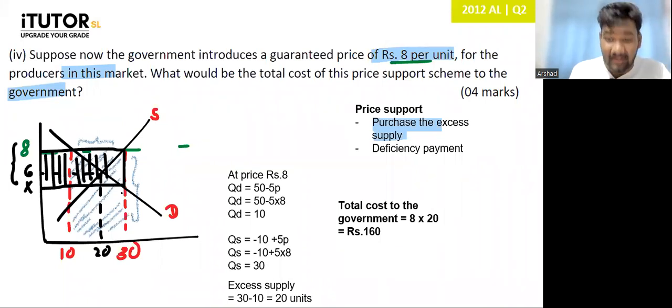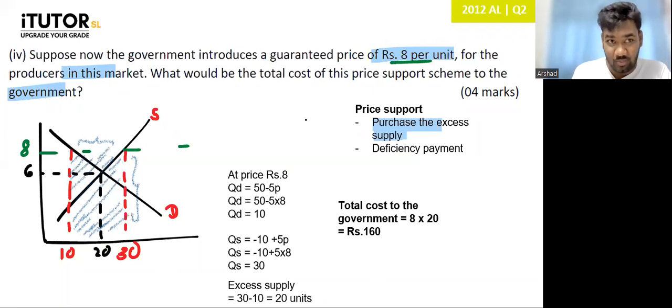So for homework, take some time and think. Instead of asking price support and purchasing the excess supply, what if they ask you for a deficiency payment? That is homework. There is another deficiency payment calculation somewhere down the papers. I'll then teach you how to do it, but for now, you can do this for homework.